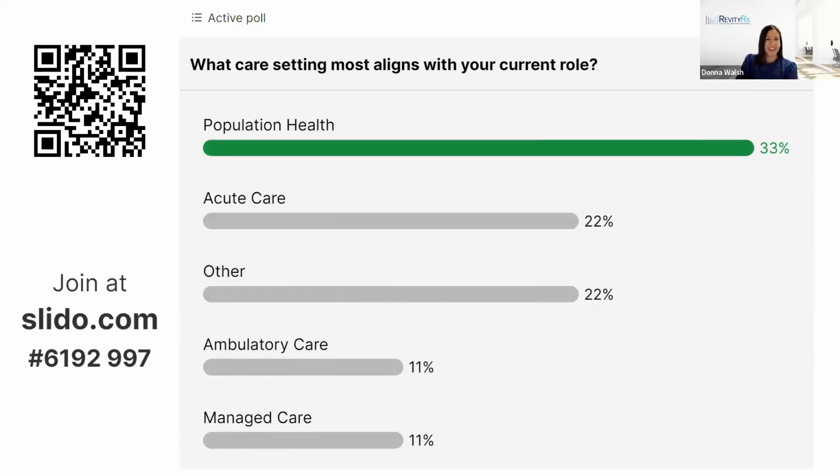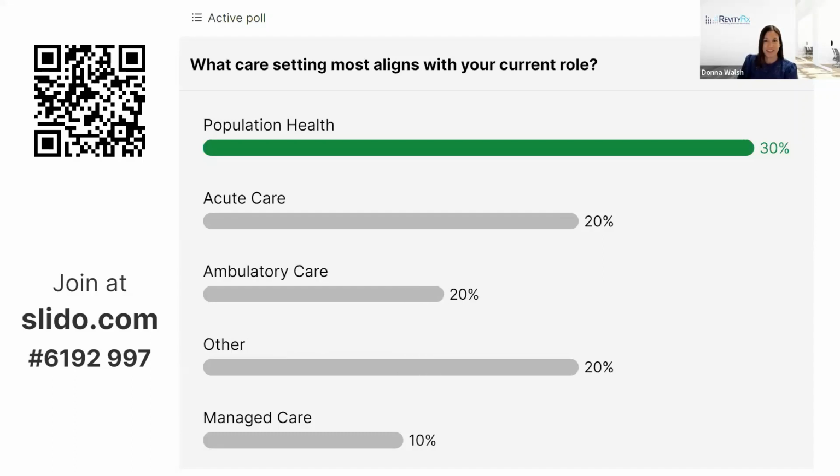Oh, interesting. All right, so it shifted a little bit. We have about 33% of our participants in the pop health space, followed by acute care and other, and then our ambulatory and managed care thereafter. So a nice diverse group tonight.